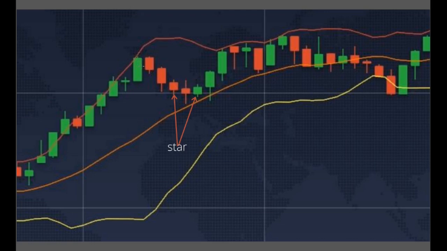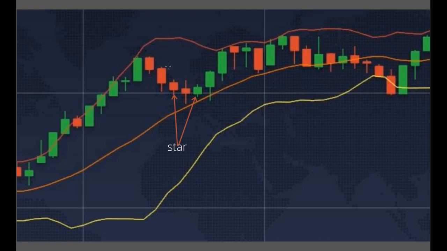Okay, so when you see a star during an uptrend, it shows that price can either reverse or continue. So the star cannot be used in isolation. The star can be a reversal or a continuation candlestick. Okay, so you always wait for a confirmation before you trade this.